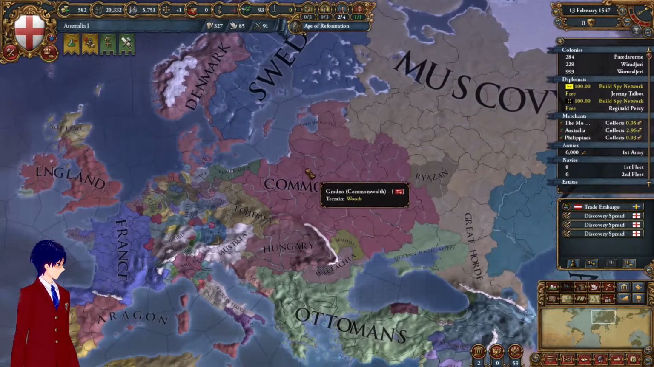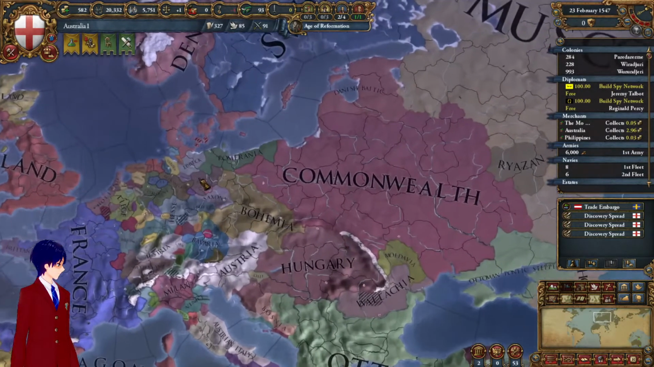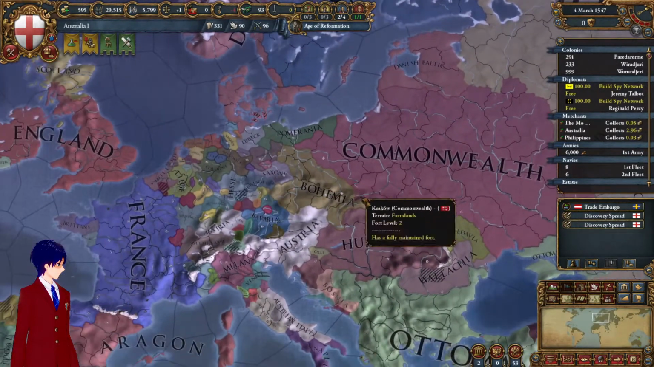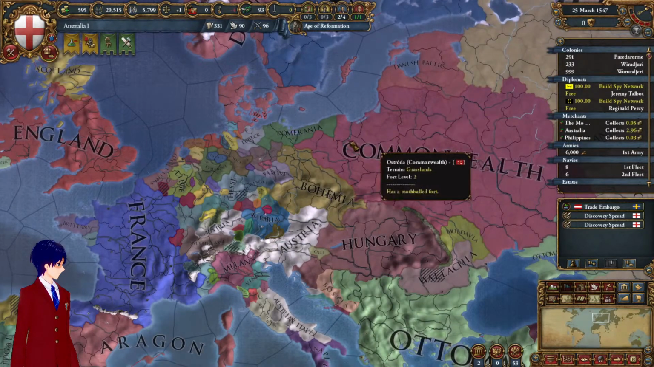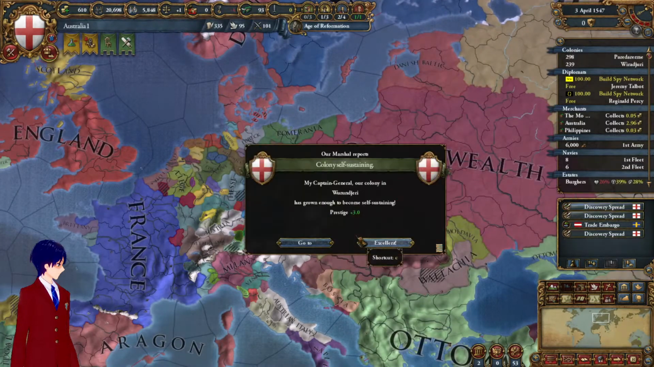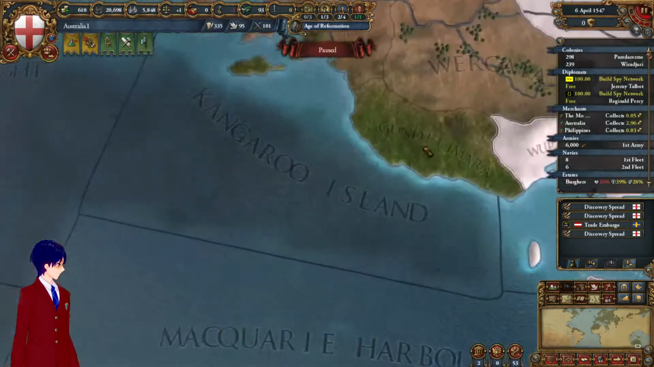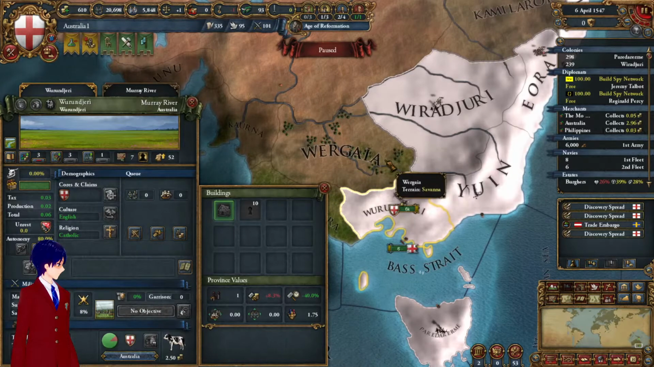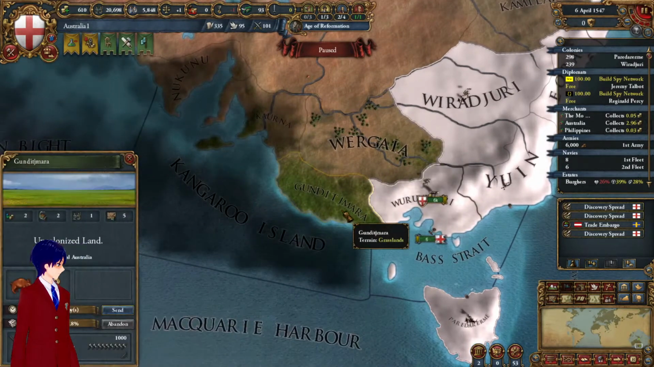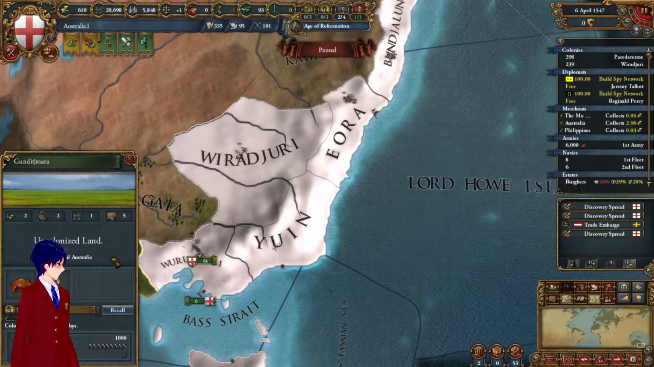Commonwealth. Polish-Lithuanian Commonwealth. Brandenburg is not looking so hot. Yeah, there's no Prussia anymore. Oh, perfect. Perfect. Let's see. So next we shall work on the coast.